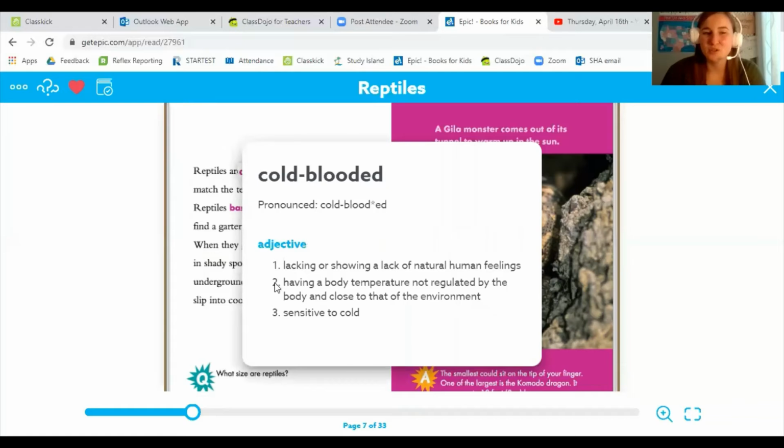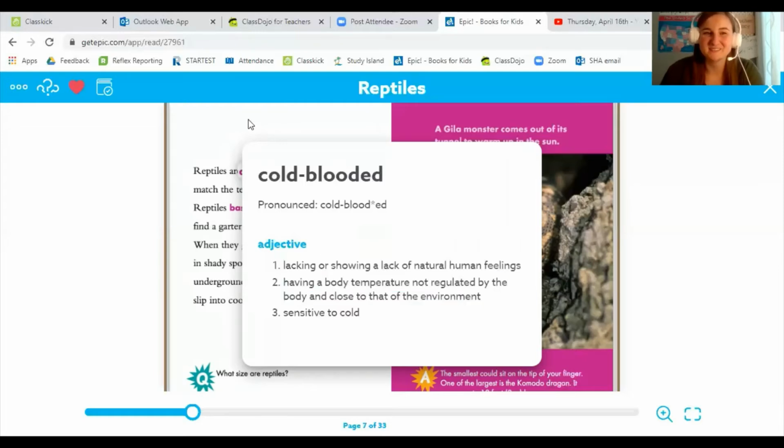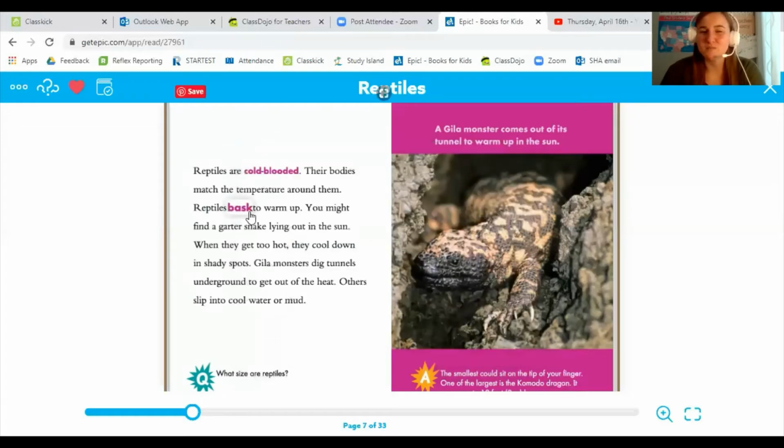So number 2 would be the definition that we're looking at. There's more than one definition here, and number 2 would be the one that is correct. Having a body temperature not regulated by the body and close to that of the environment. Very good. All right, we're going to do one more.